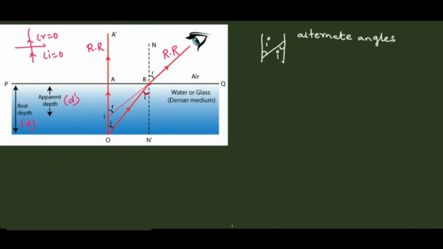Clear? Next, here this is R, my dear children. If this is R, then this is also R, corresponding angles. Yes or no? Corresponding angles. Clear, my dear children?